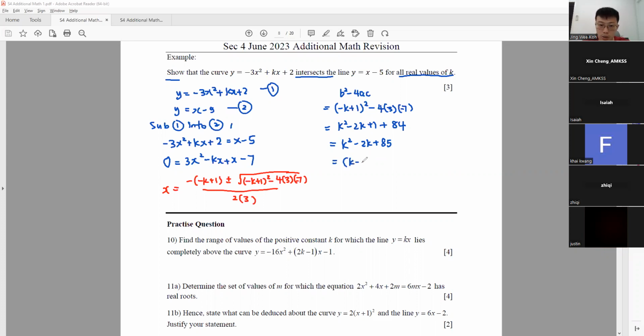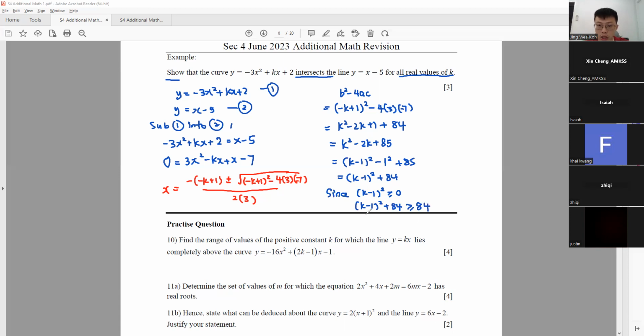So k minus 1 square. K minus 1 square, you will get k square minus 2k plus 1 square. There's an extra 1 square, so we subtract away. And then you get this, k minus 1 square plus 84. Okay, so now it's very clear. Since k minus 1 square is more than or equals to 0. Okay, anything square must be more than or equals to 0. K minus 1 square, then I add 84. It will be more than or equals to 84.